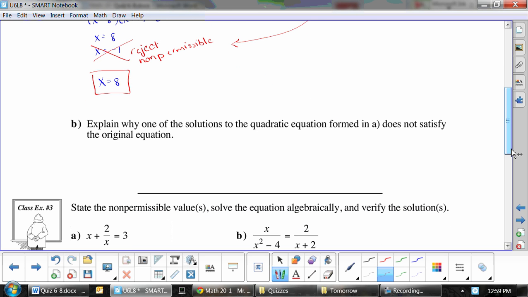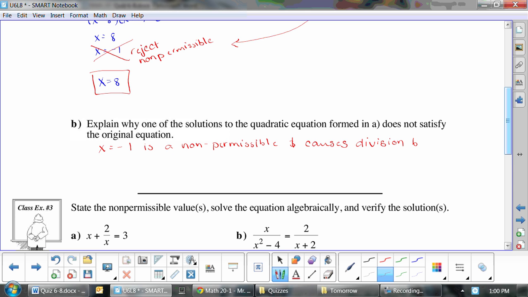Okay? So just for the sake of your notes, you can write a little blurb about x is equal to negative 1 is a non-permissible and causes division by 0, right? Because if you remember from last week, that's why we said that our non-permissibles cannot be solutions, because that would mean that we're dividing by 0. And so therefore, not a solution.